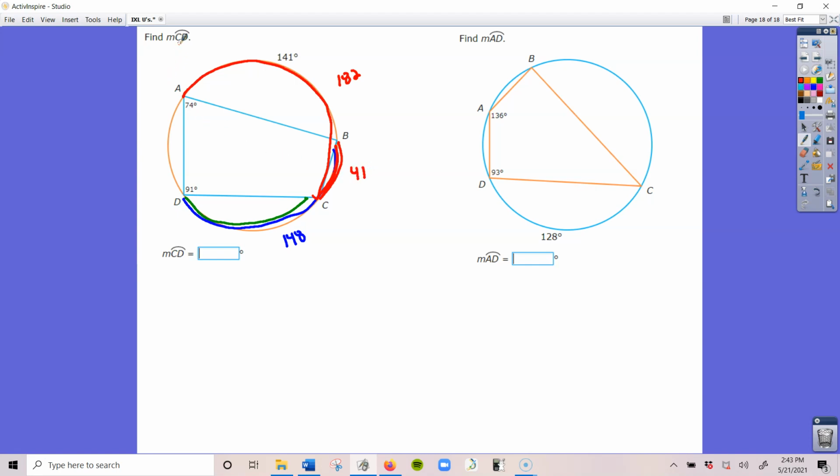Now, since I want to find the measure of CD, which is this part, I know that the blue, which is the 148, is all of this, even though it's hidden underneath. So I can take this 148 and subtract the 41, and it gives me what's left over, which is CD. So 148 minus 41 is 107.